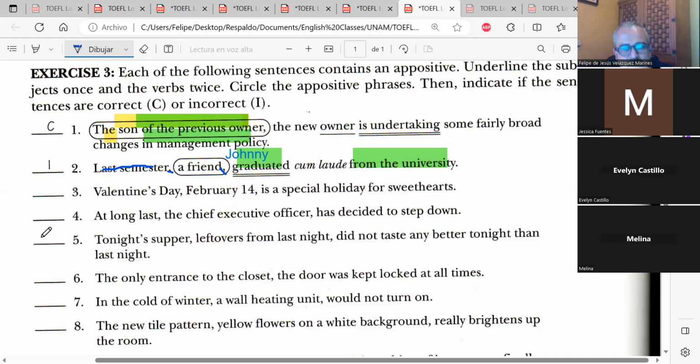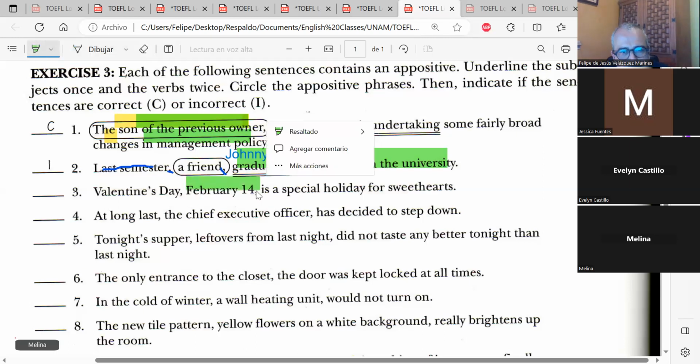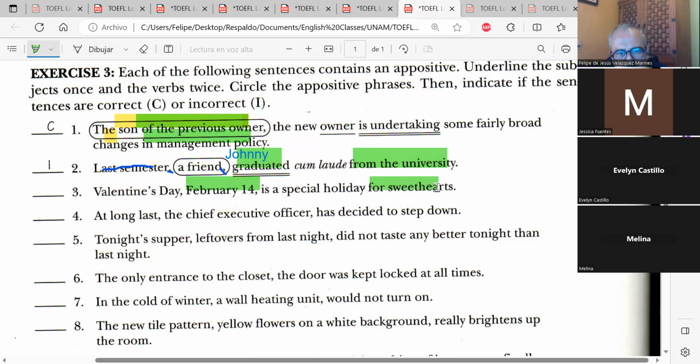Valentine's Day, February 14, is a special holiday for sweethearts. It's correct. Why? Because if we eliminate February 14, which is the appositive, we have the subject Valentine's Day, and it's a special holiday for sweethearts. Do you have prepositional phrases? Yes, for sweethearts. Excellent. So Valentine's Day is a special holiday. It's a complete sentence. Perfect.